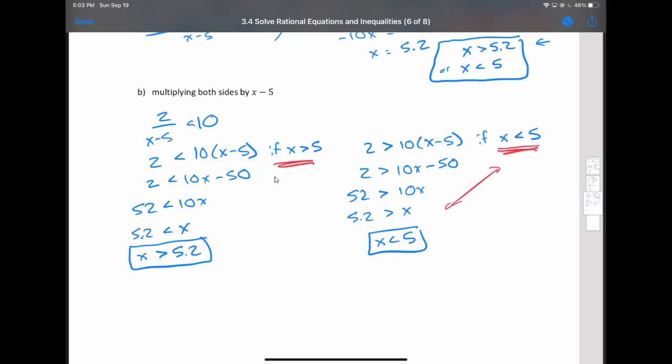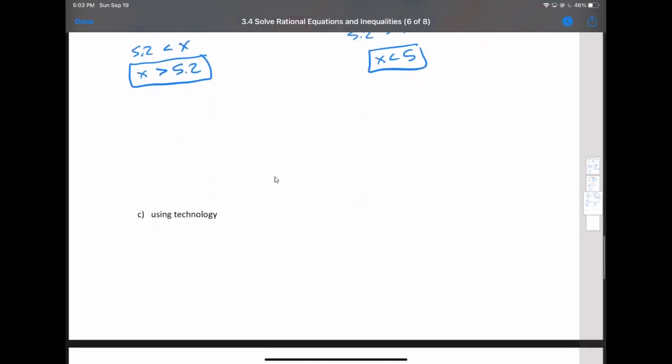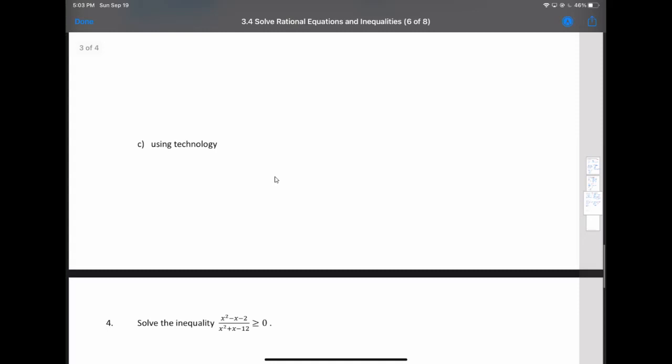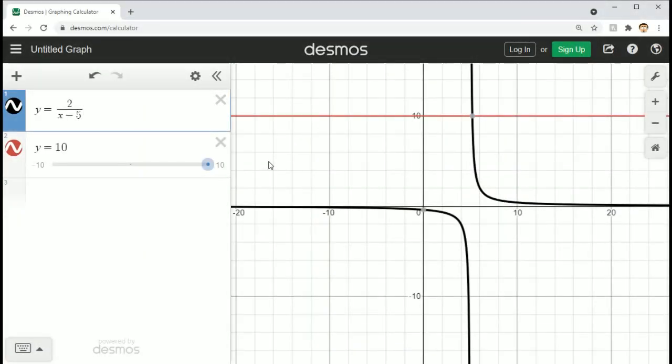Alrighty. One other little way we can do it is using technology. Ta-da, we did. So we are done, at least that question. And we get the same answer. x is greater than 5.2 or x is less than 5.